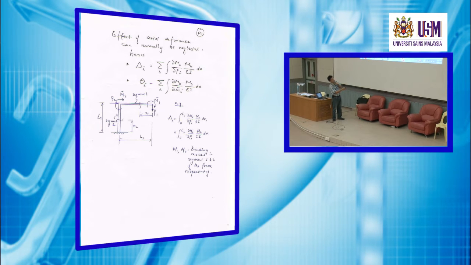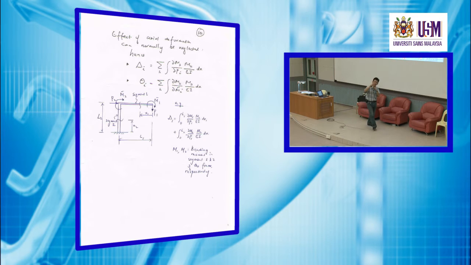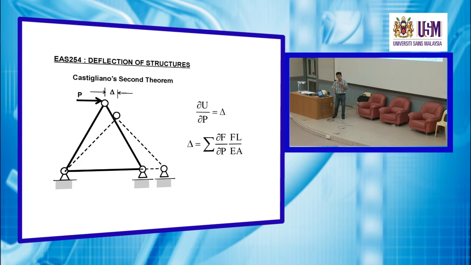The same thing if EI changes, then you have to divide the frame or the beam into different parts. Okay, similar to what you did for the method of virtual work. Bending moment changes, then you have to integrate separately. EI changes, have to integrate separately. So, to summarize, del U over del P gives you delta. This is the equation. So, you have to know how to find axial force in the member. Either you use method of joints or method of sections, whatever method you want to use, you need to find this F, axial force in the members. Differentiate that with respect to P, you get delta.